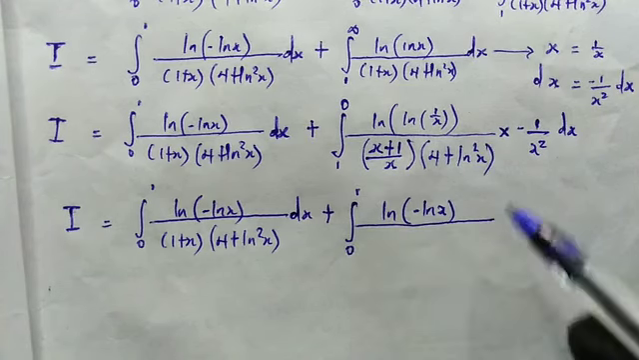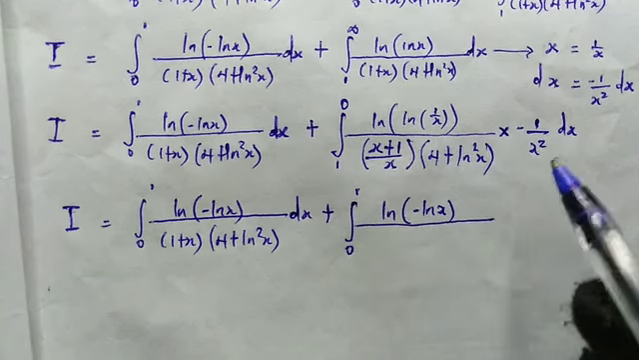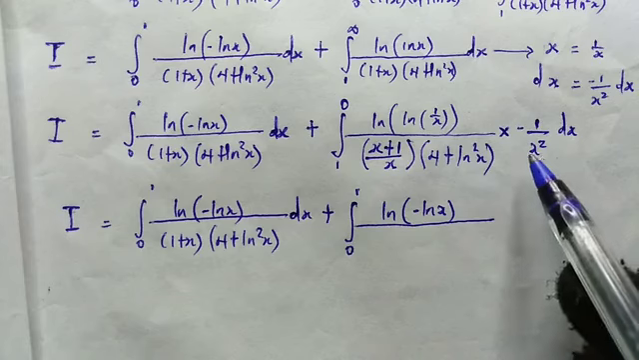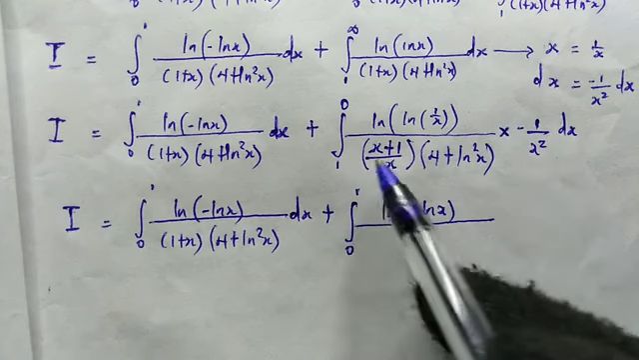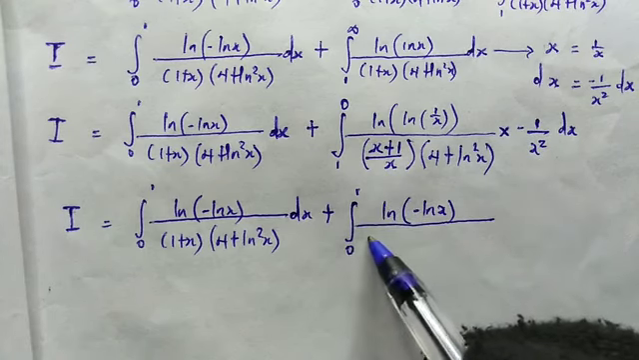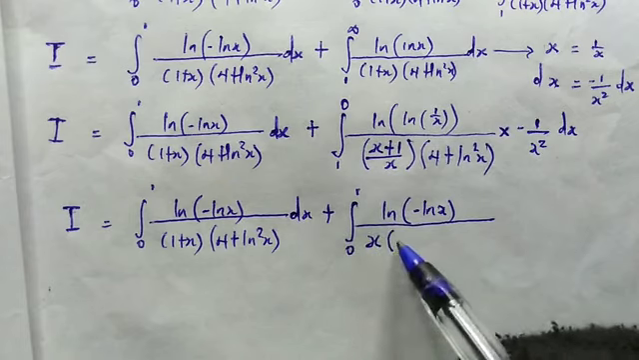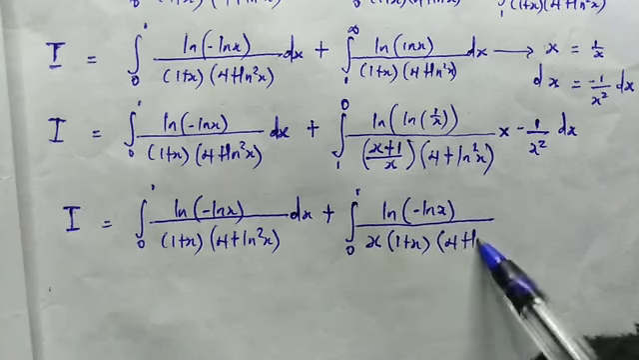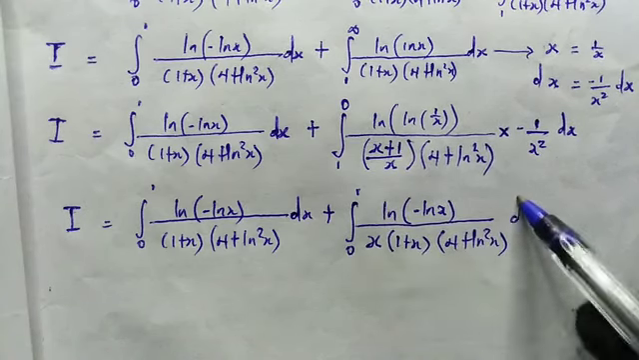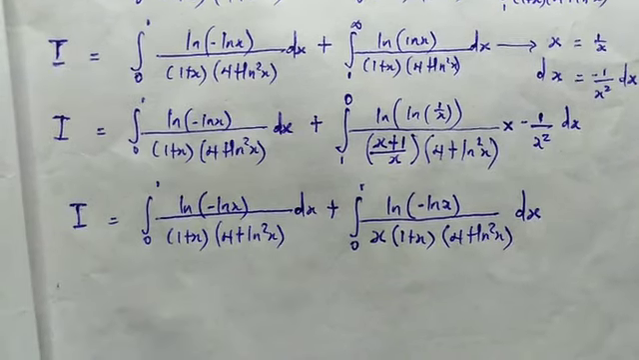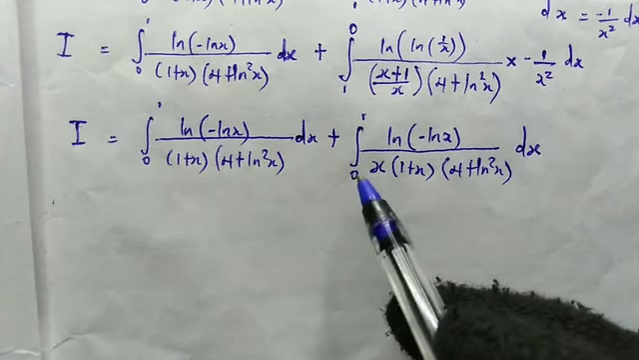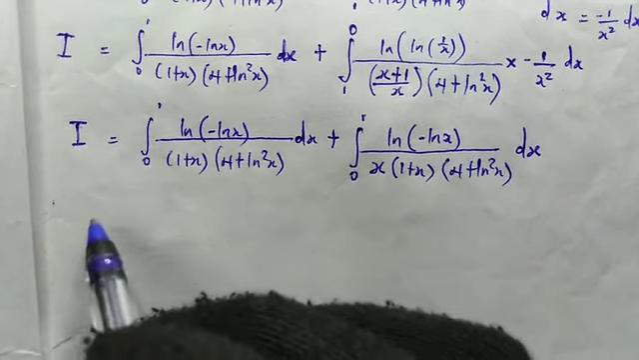Then all over, we have to multiply the whole of these denominators together. But right over here, x squared will multiply this, and we just have to cancel out the x. We have just x into bracket 1 plus x, then 4 plus the natural log of x squared, then dx. Okay, from here we can combine this integral together because we have the same limits of integration, right?